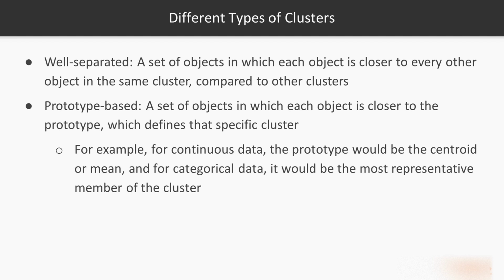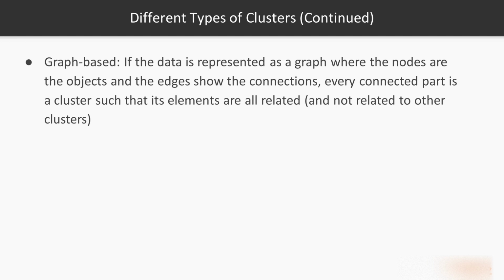Another type of the clusters is the graph-based cluster. If the data is represented as a graph where the nodes are the objects and the edges show the connections, every connected part is a cluster such that its elements are all related, and they are not related to the other clusters. This clustering is not suitable for noisy data. An example of this cluster type would be contiguity-based clustering.